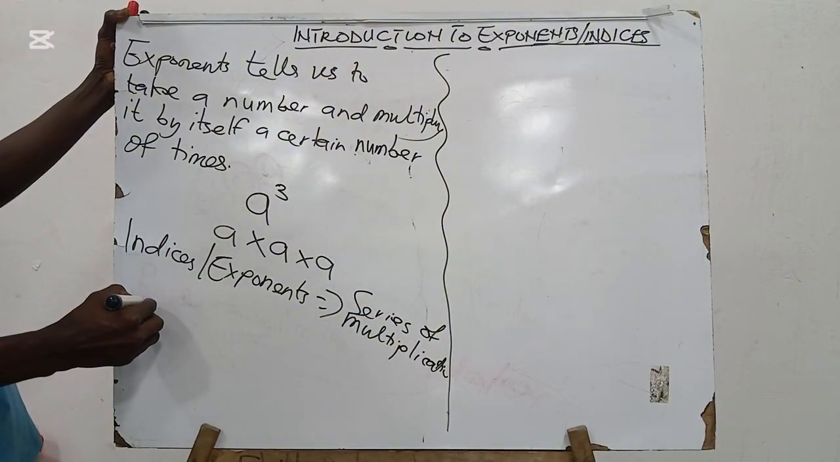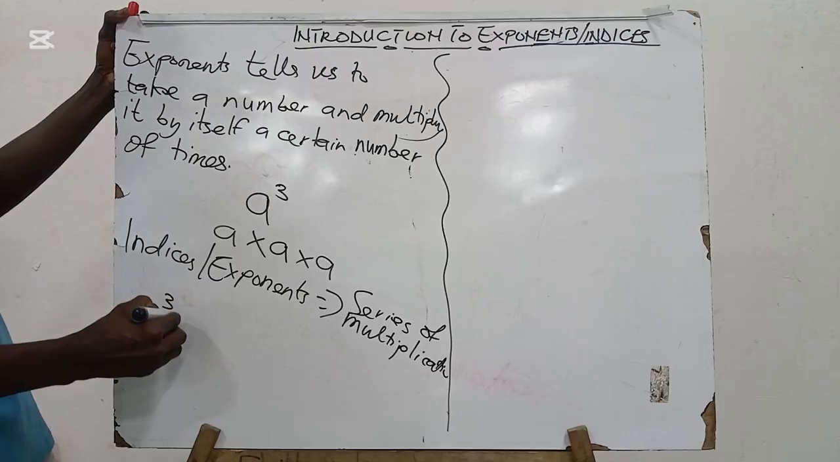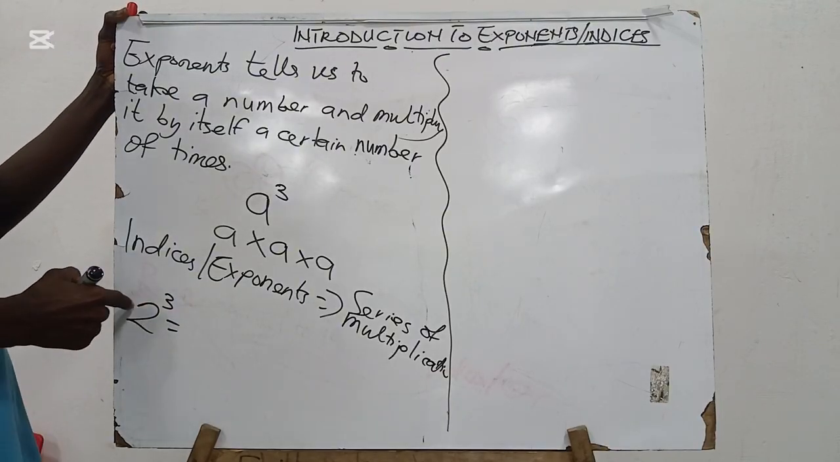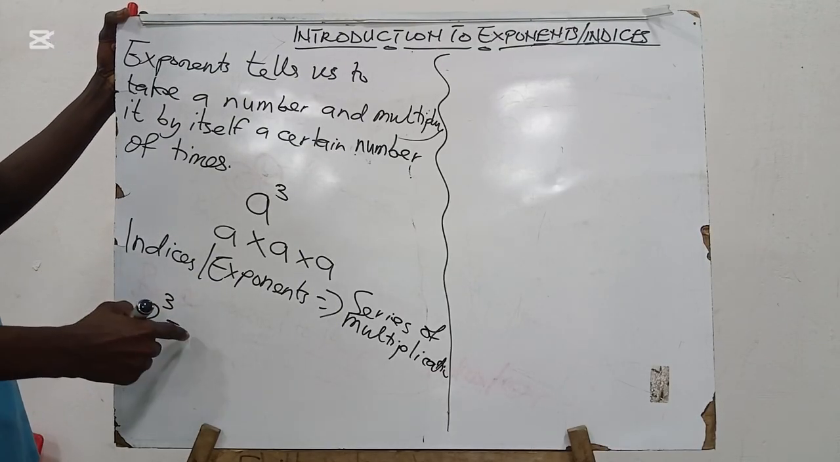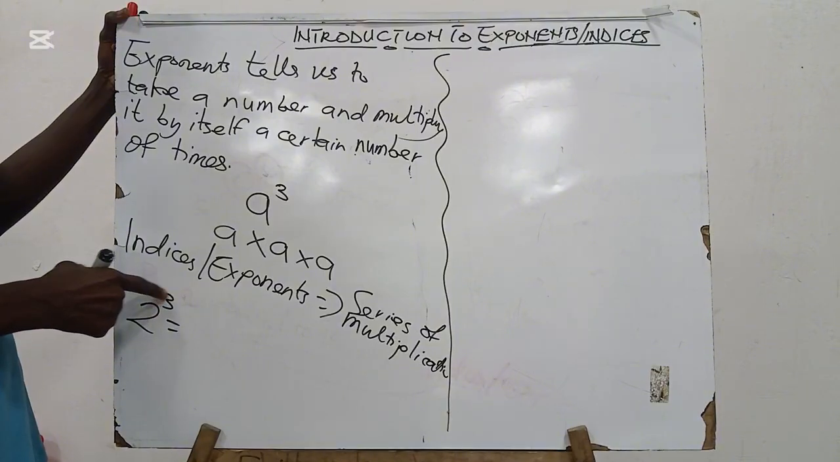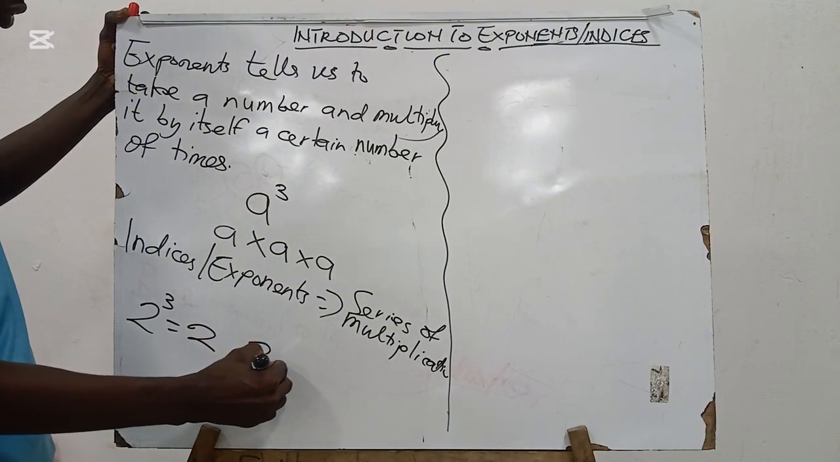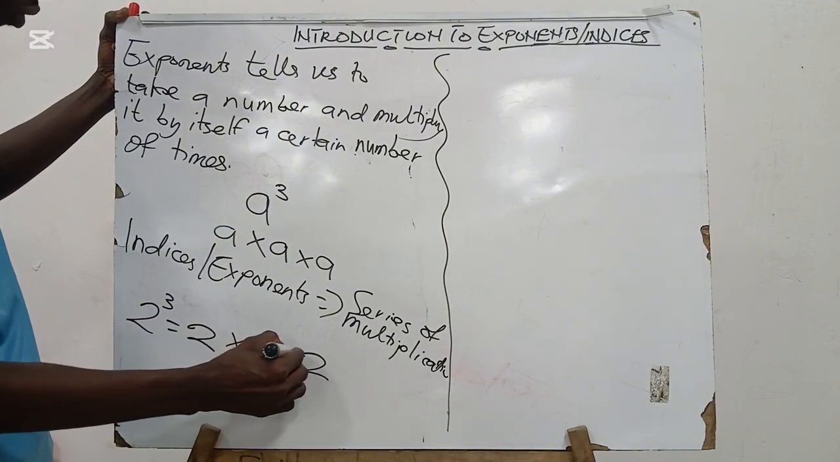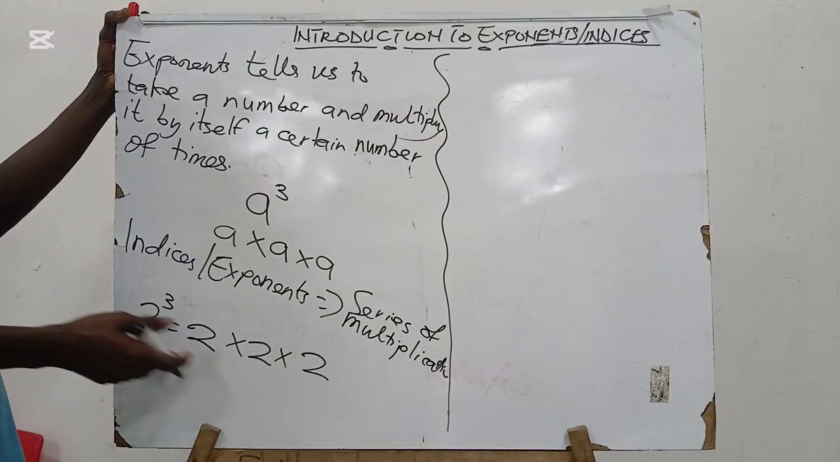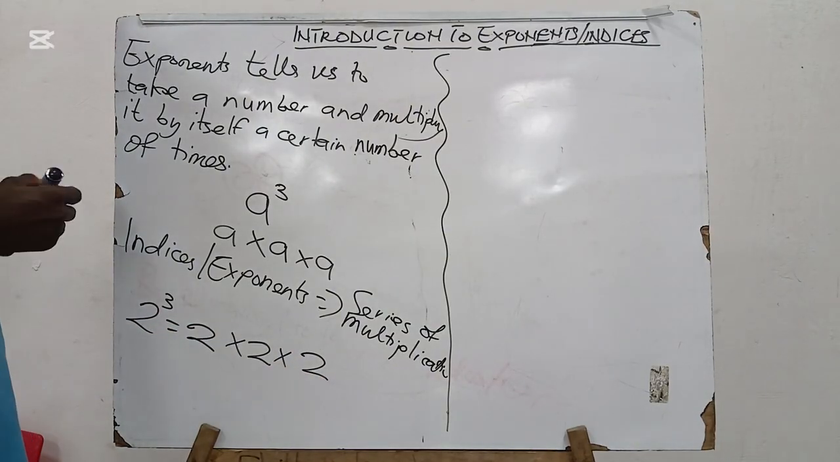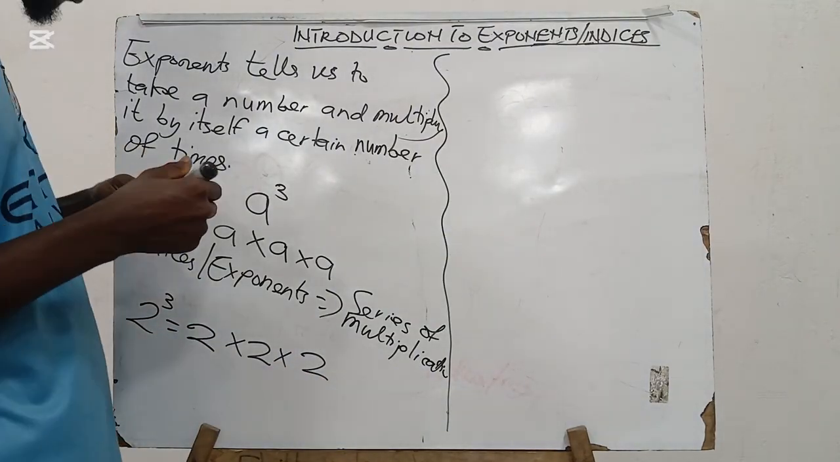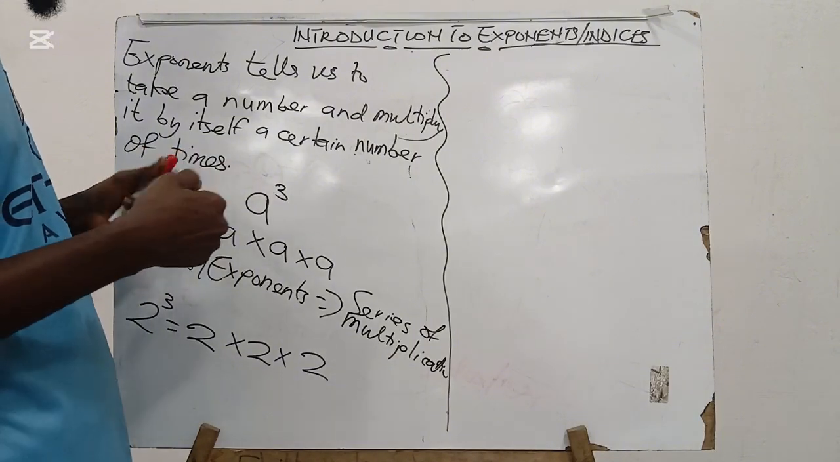Now if I give you something like 2 exponent 3, I'm trying to tell you that take this 2, write this 2 how many times? 3. So 2, 2, 2, and link it with what? Multiplication. That is indices.